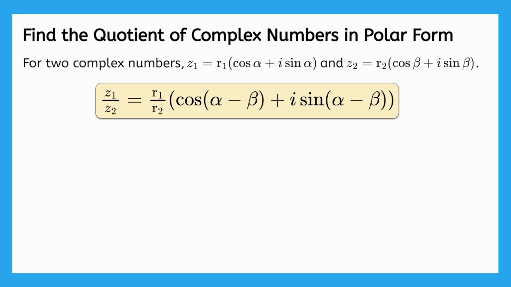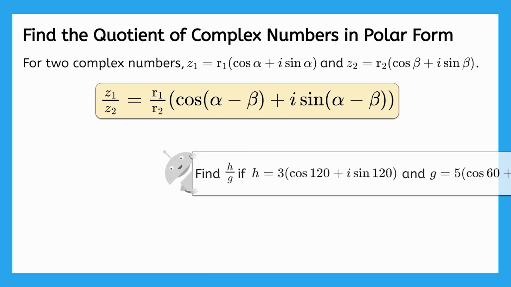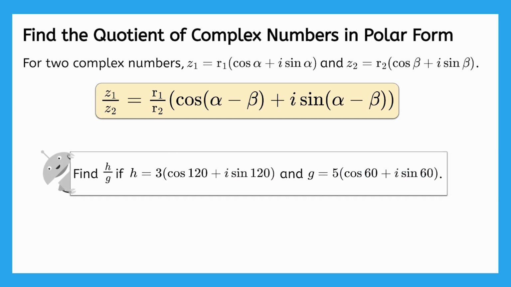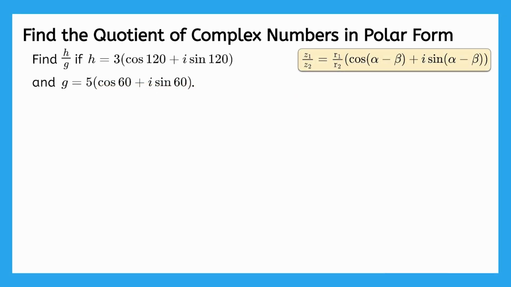Since this is pretty similar to the rule for finding products, I'm going to let you try this first example on your own. Find h over g if h equals 3 times cosine 120 plus i sine 120 and g equals 5 times cosine 60 plus i sine 60. Pause the video now. Check your work with me.